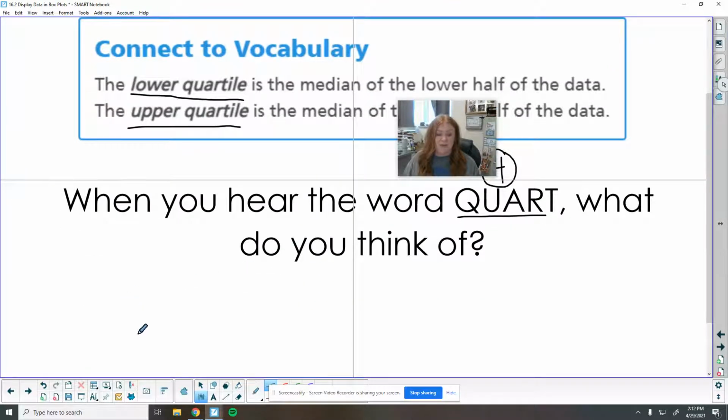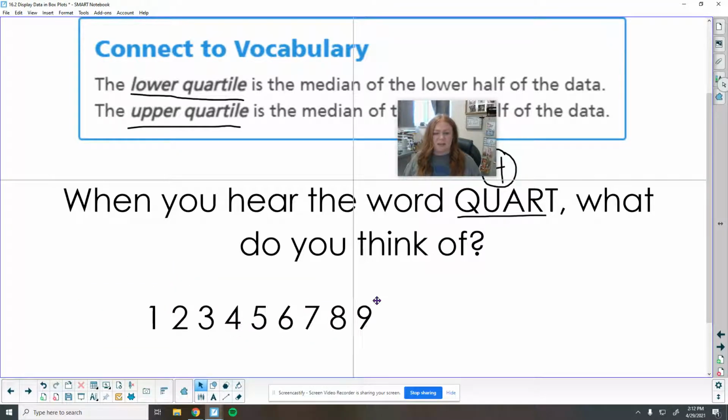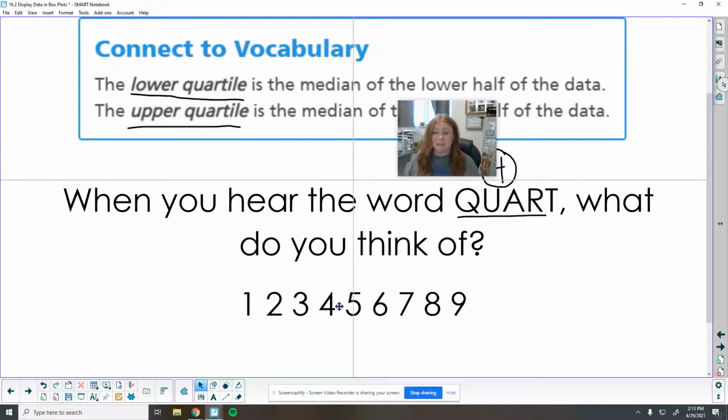So for example, if I have the numbers, I'm going to type really quick, 1, 2, 3, 4, 5, 6, 7, 8, 9. So here's my data, and I want to break this up into 4 equal sections. So I find the middle, here it is. So this is called the median, or quartile 2, right? 2 is half of 4, it's halfway into my data.